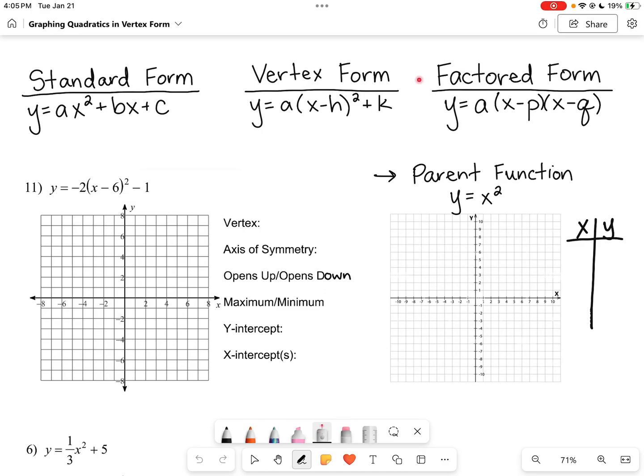So this video is going to cover one of our forms of a quadratic. So we have standard form, vertex form, and factored form. This video is going to focus solely on vertex form.